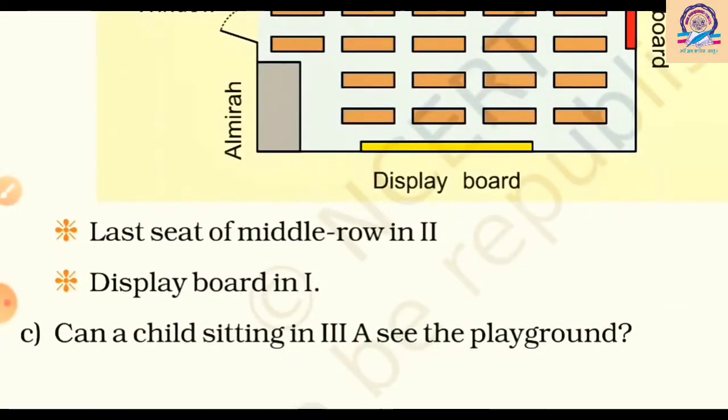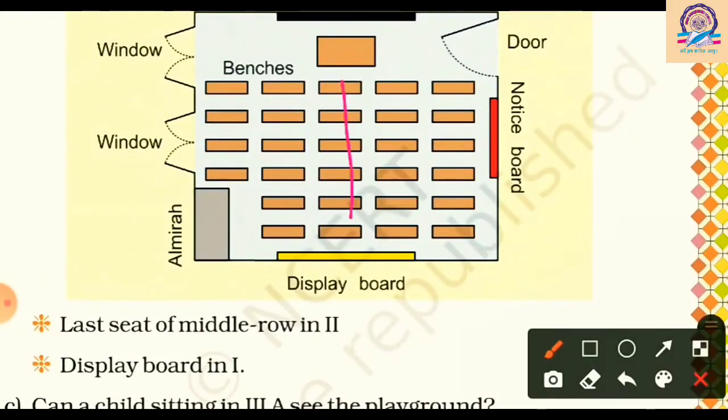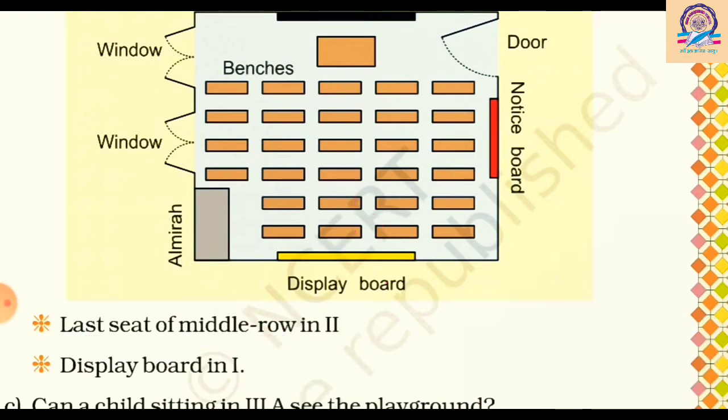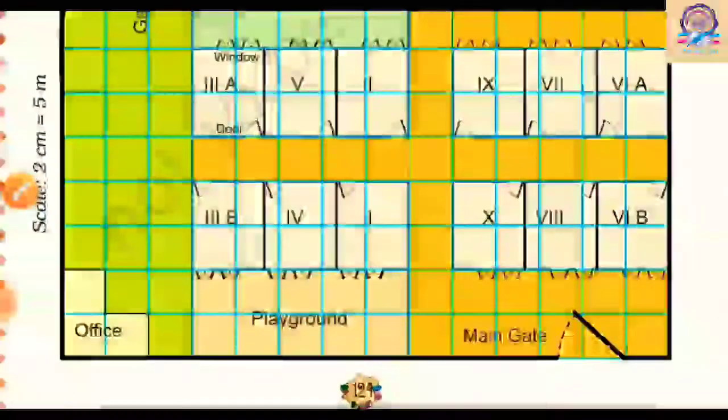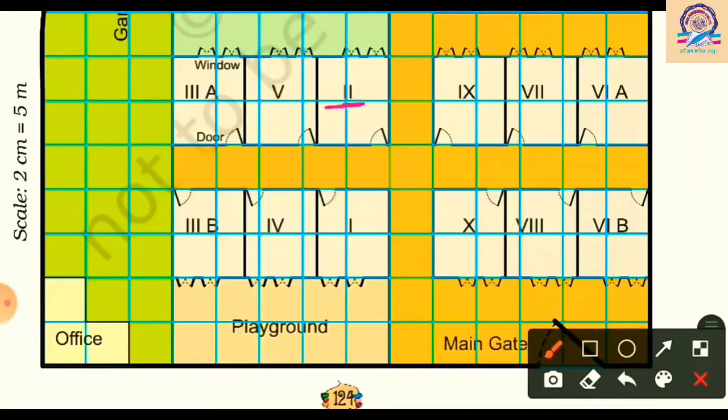Is it clear? Now we have to locate the last seat of the middle row in class 2. In the middle row, the last seat is exactly opposite or exactly in front of the display board. As you can see, it is exactly in front of the display board. Okay, so we have to locate it in class 2. So in the map, where is class 2? Yeah, here is class 2. We have already discussed it is exactly in front of the display board.